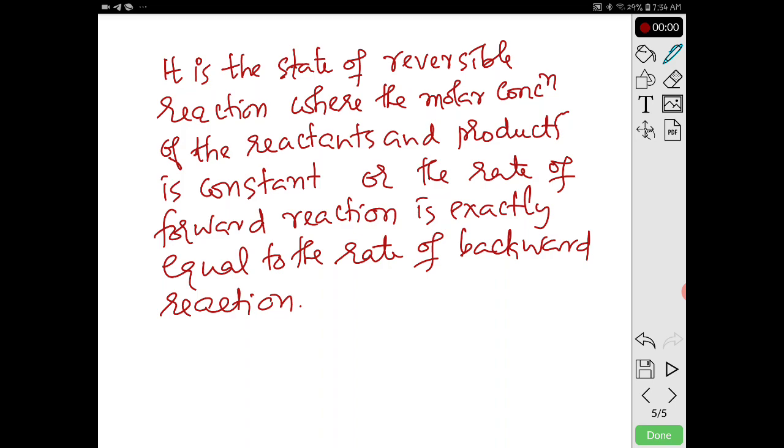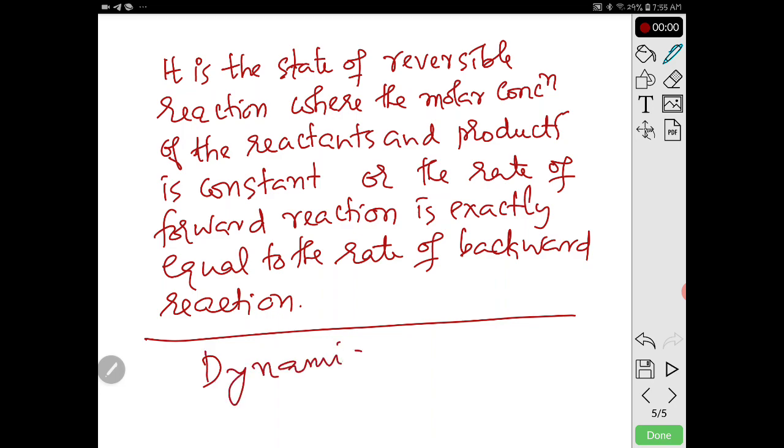So it's a state of the reversible reaction. And one more thing you should understand: it is called dynamic equilibrium. The reason is that the molar concentration of the reactants and products is constant, not because the reaction is not happening, but because the rate of forward reaction is exactly equal to the rate of backward reaction.